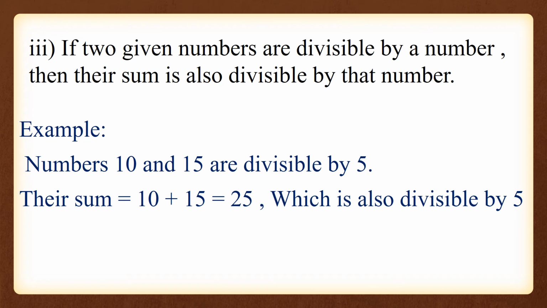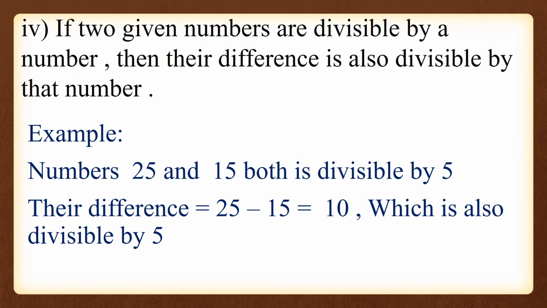If two given numbers are divisible by a number, then their sum is also divisible by that number. That is, when two numbers are divisible by a number, if you add, you'll get a sum. That sum will also be divisible by that number. So let's see an example. Numbers 10 and 15 are divisible by 5. So their sum is equal to 10 plus 15, which is equal to 25, which is also divisible by 5. So if two given numbers are divisible by a number, then their sum is also divisible by that number.